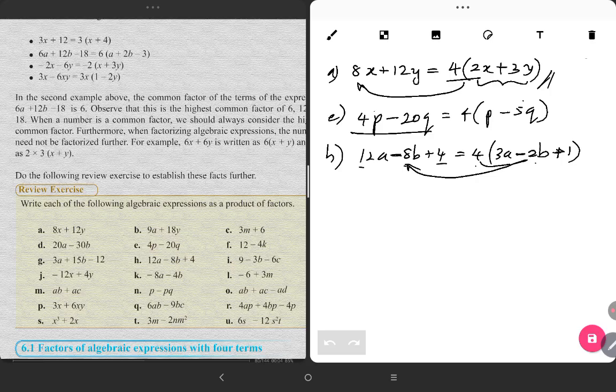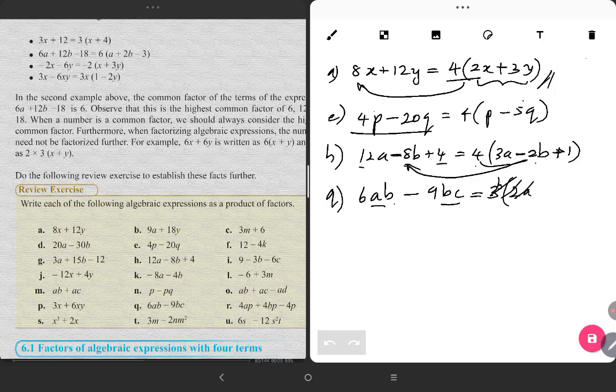Let's do maybe q. It says 6ab minus 9bc. Now what's the common factor between 6 and 9? Maybe 3, right? And then you have 2 remaining. We don't have a in both, so we have to leave a there and get 2a, but b we can take out. So basically you can write b here.